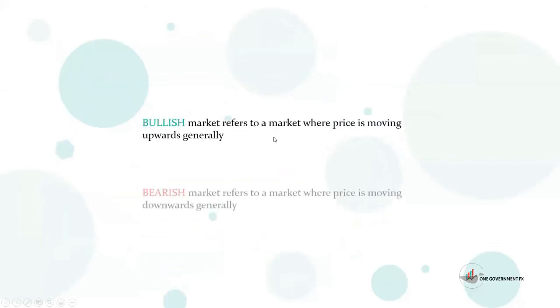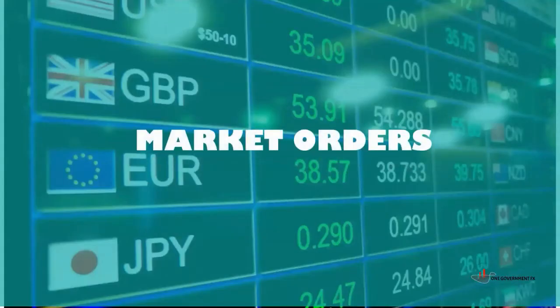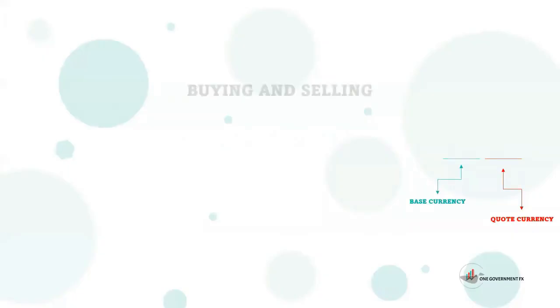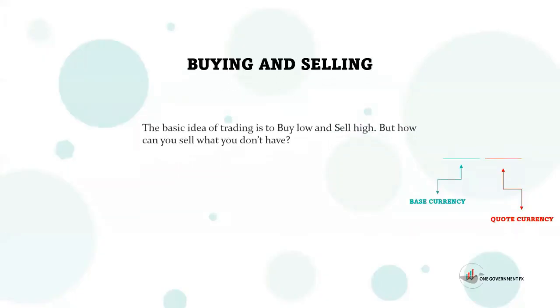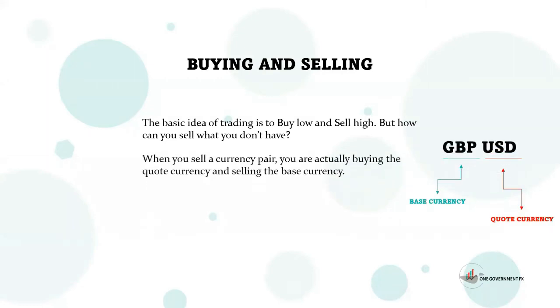So the bullish market refers to a market with price moving upwards generally. Bearish markets, the same thing. So we have said this. Now, market orders. We have buying and selling. What we mean by market orders are the different ways you could take your positions in the market. If you decide to buy, if you decide to sell, whichever way.